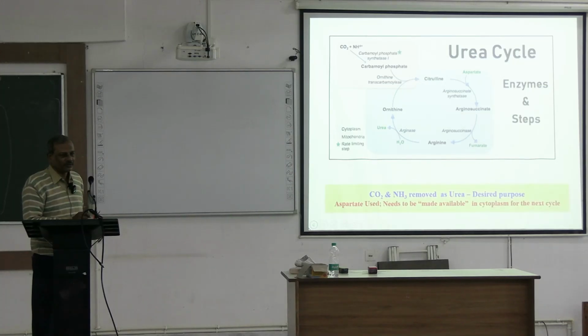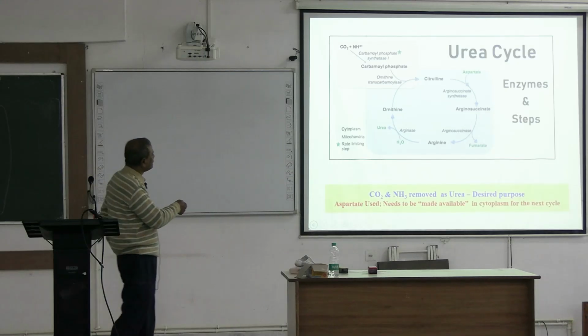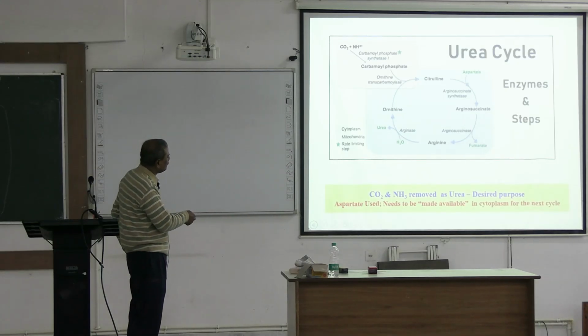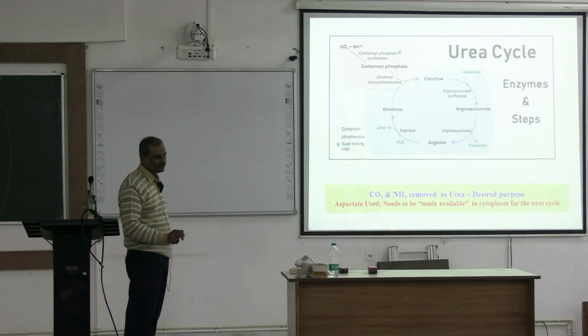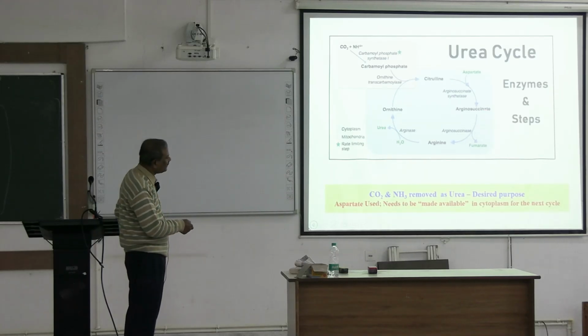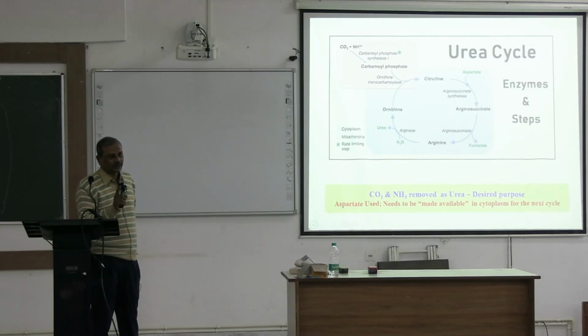Do you get my point? All the materials we want to get rid of, we got rid of by making urea. Water is available. Only the biomolecule aspartate is getting used. Is this part clear? So, aspartate has to be supplied into the system. Now, how will aspartate come? Every time the cycle operates, one molecule of aspartate will be consumed.